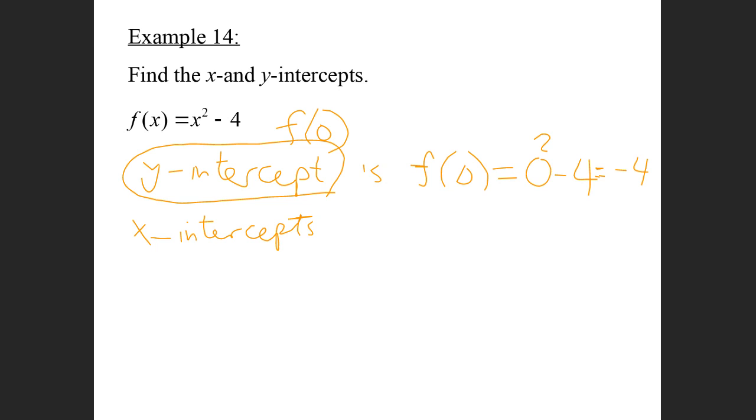To find x-intercepts, you have to solve f of x equal to 0. So just replace f of x with 0: 0 equals x squared minus 4. You can solve this equation using your calculator, using factorization, or any solution you would like to use.